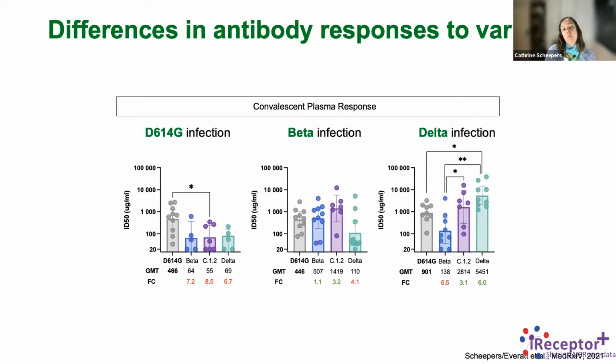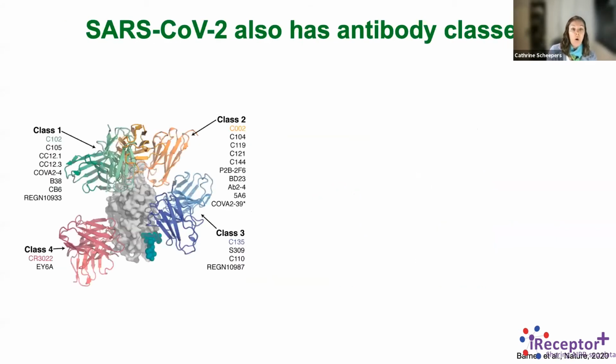We've done the same with beta and delta infections, and what you can see is very different antibody responses depending on what virus you have been infected with. So like HIV, SARS-CoV-2 also has antibody classes. And so I'm just showing here 4 different classes of antibodies that target the RBD.